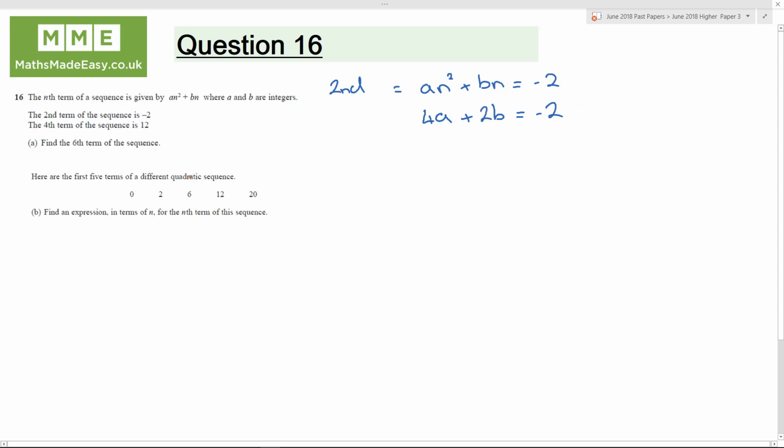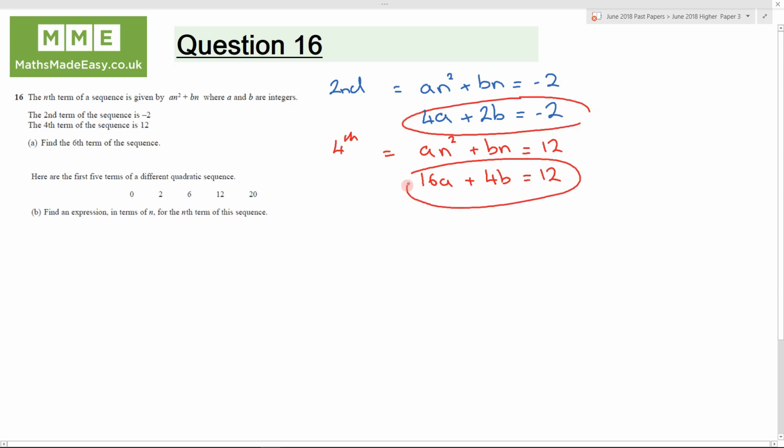Okay, so now for the fourth, same thing. So an squared plus bn equals 12. 4 squared is 16, so this would be 16a plus 4b equals 12. Now we have these two linear equations. We need to solve them like simultaneous equations.